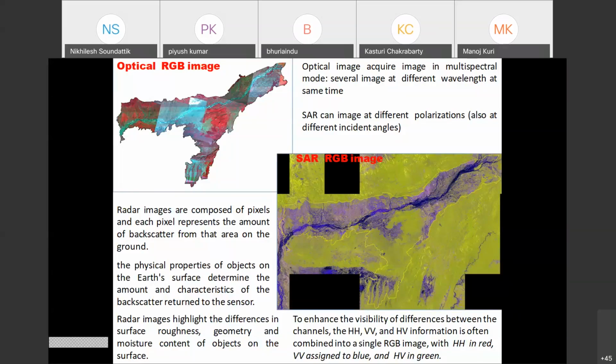SAR can give us images in various polarizations and different incident angles. I have already told you that it is the backscatter energy and how the Earth surface is behaving. In radar images, what we need to understand in the interpretation is that it is affected by various characteristics like surface characteristics, geometry, moisture content of the object, and so on.